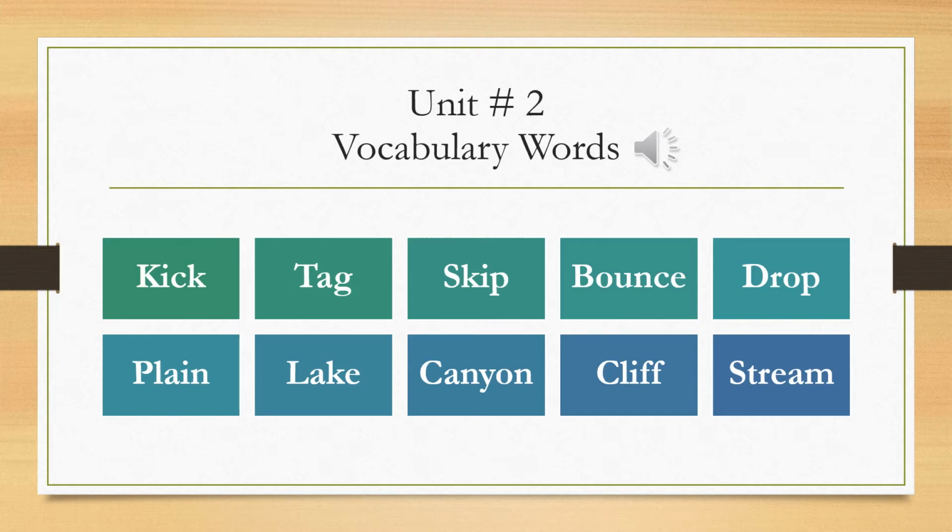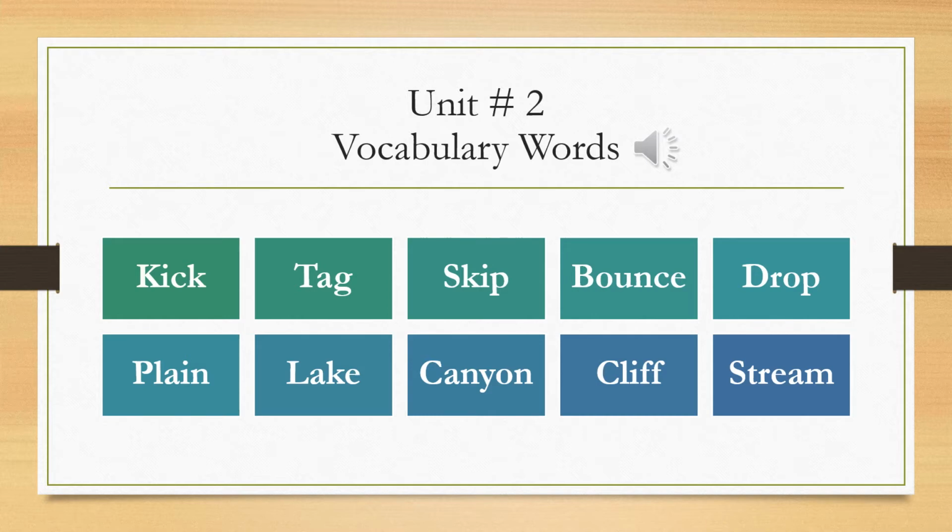Okay, let's read the words again and let's see what the meanings of these words are by looking at the picture. The first word is kick. In the picture, the boy is kicking the ball with his foot. So when you hit someone or something with your foot, you are kicking it. The second one is tag. Tag is to touch another player in a children's game. Two girls are playing tag. Next one is skip. Skip means to move along quickly with little jumps from one foot to the other.